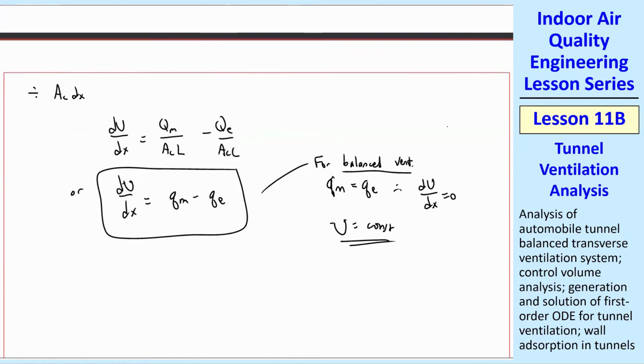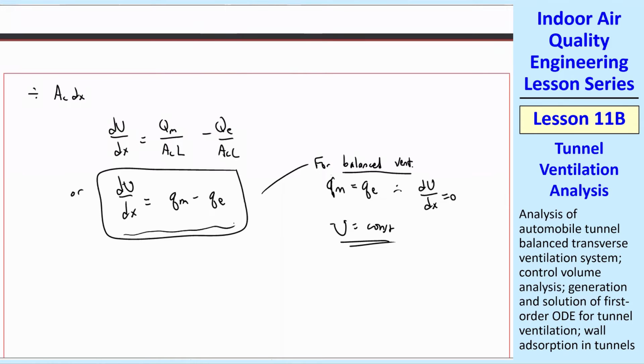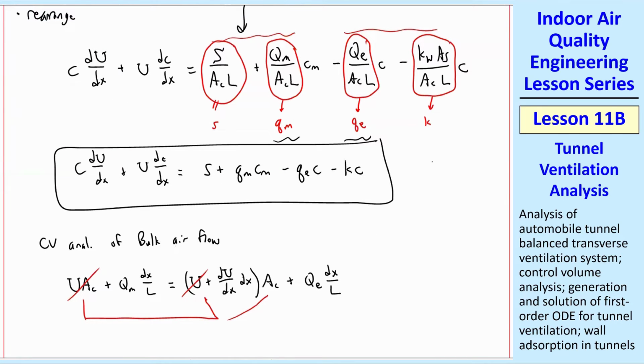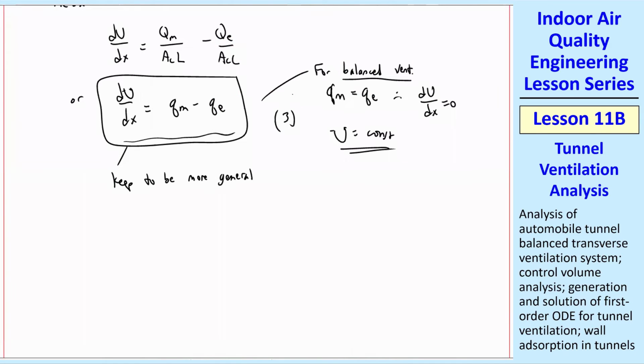But let's leave this in because a nice thing's going to happen here. And also it will be more general because we haven't really said yet that it's balanced. So this will actually work for the unbalanced case as well. I'm going to label this 3, and I'm going to label this equation 2. And notice that we have a du dx term here. So I'm going to plug 3 into 2 where that du dx is.